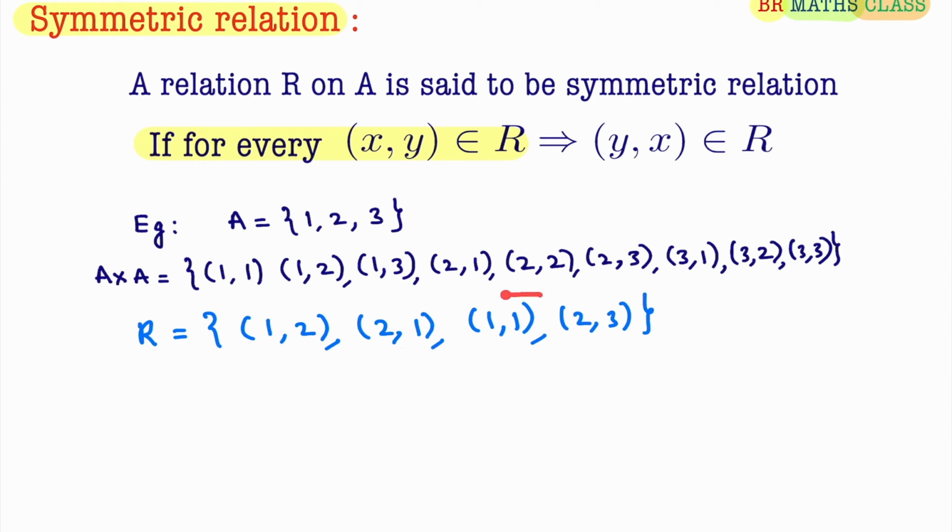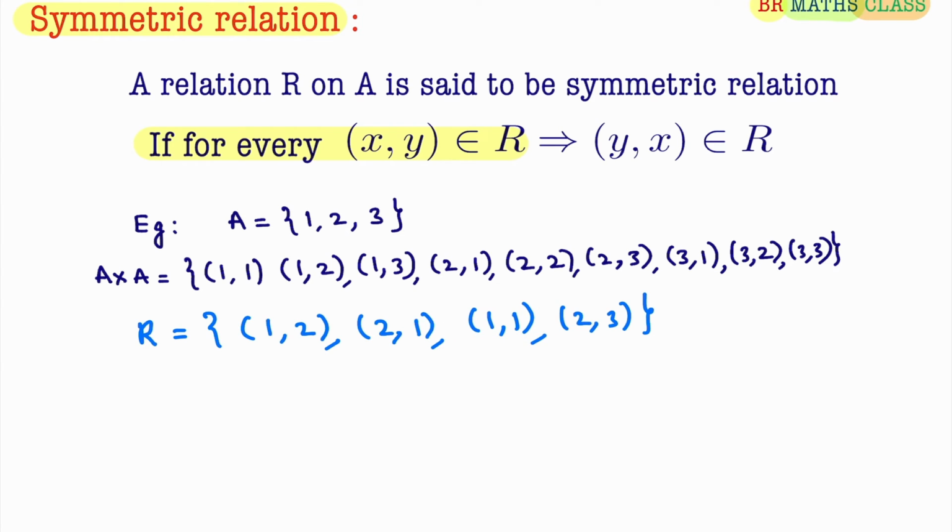Now come to this (1, 1). See, (x, y) and (y, x). For (1, 1), what is (y, x)? (y, x) is also (1, 1). I hope you are understanding. So for this ordered pair (1, 1), (1, 1) must be present in this relation. Is (1, 1) there in this relation? Yes, here it is. So this element also passes the symmetric test.